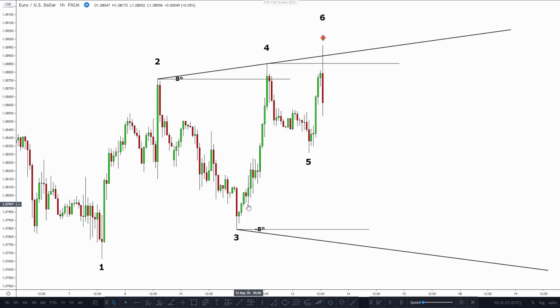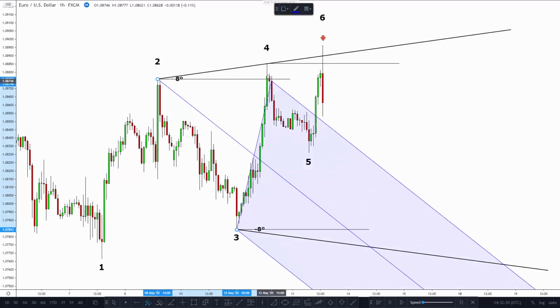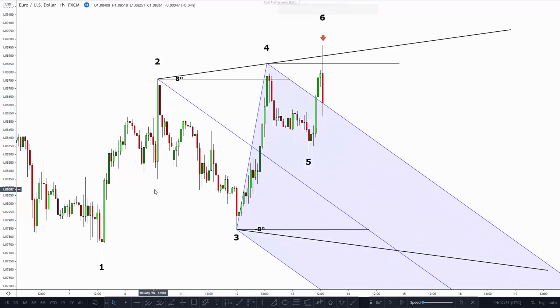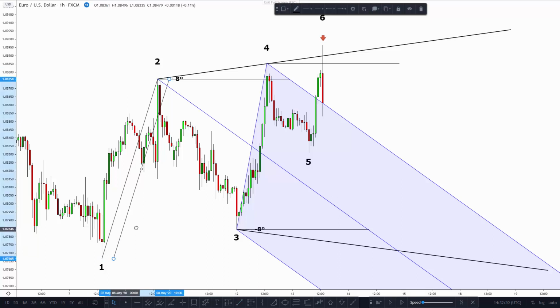Based on that, we can draw a pitchfork using high number 2, low number 3, and high number 4 in order to make a projection that correlates with the mirror line projection we just drew. A third line we can draw in order to support the hypothesis that high number 6 will be an extreme for buyers is actually a measurement of the 1-2 vector with a projection at the 3-6 vector. If we measure the magnitude of the 1-2 vector, we'll see that it's roughly the same as the magnitude of the 3-6 vector. Let's advance price a little bit to see what happens.